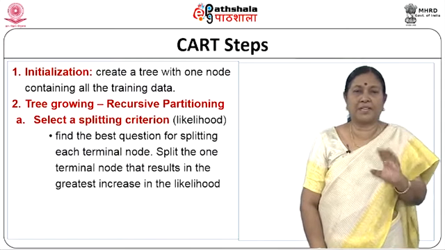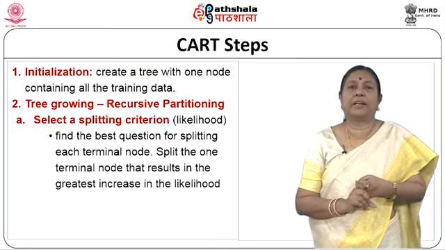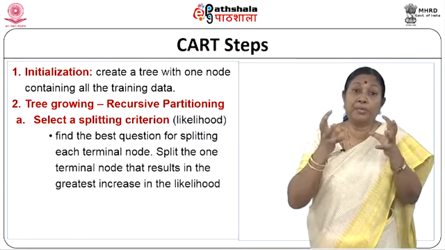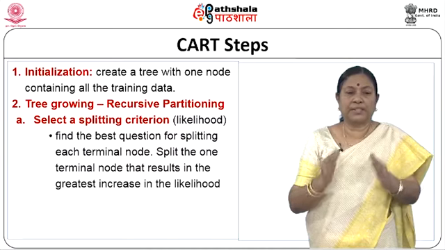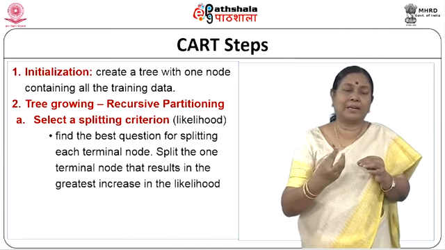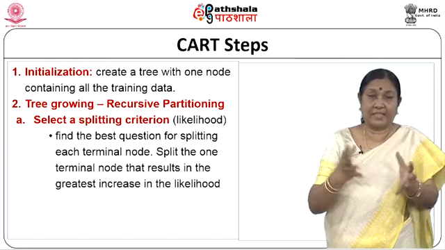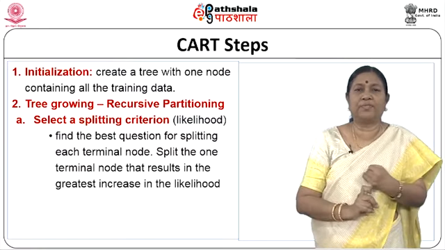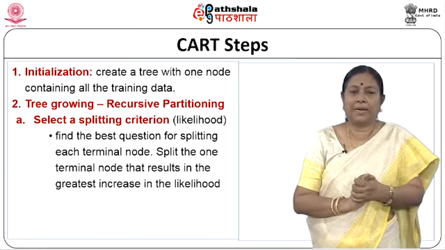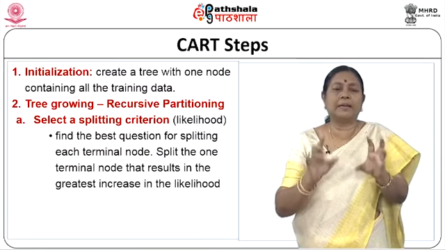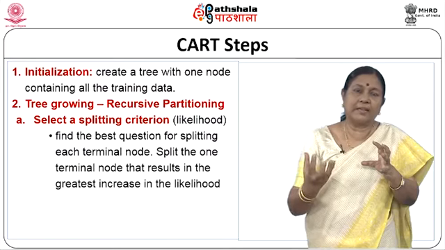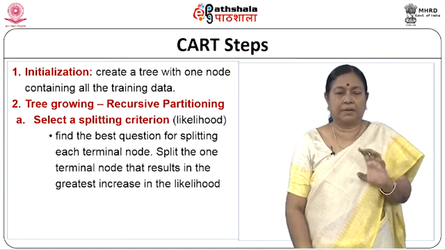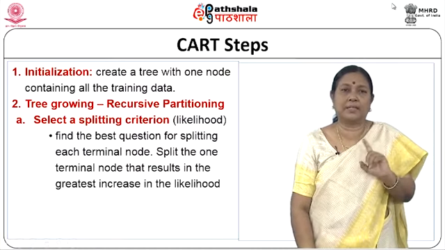So, for doing recursive partitioning, there are some steps. The first step is to select a splitting criterion. How do you split the data set? Basically, you are splitting the data set into 2. Remember that this is a tree modeling technique based on statistical methods. So, you use likelihood. Find the best question for splitting each terminal node. Split the one terminal node that results in the greatest increase in the likelihood. So, the greatest increase in likelihood is what you will use for selecting the node for splitting. So, you will select the terminal node that gives you the greatest likelihood.